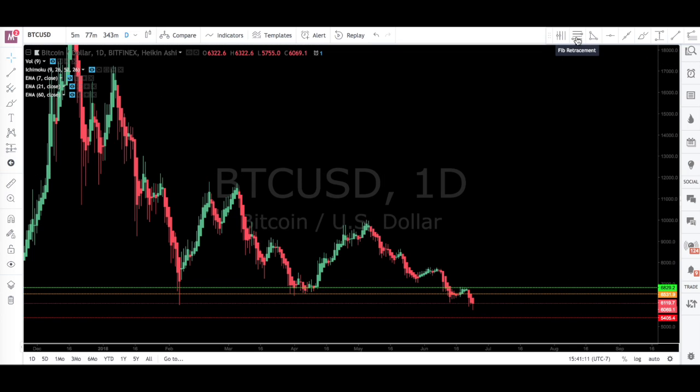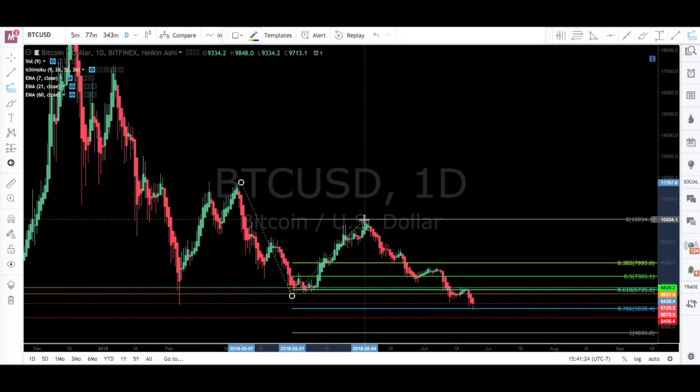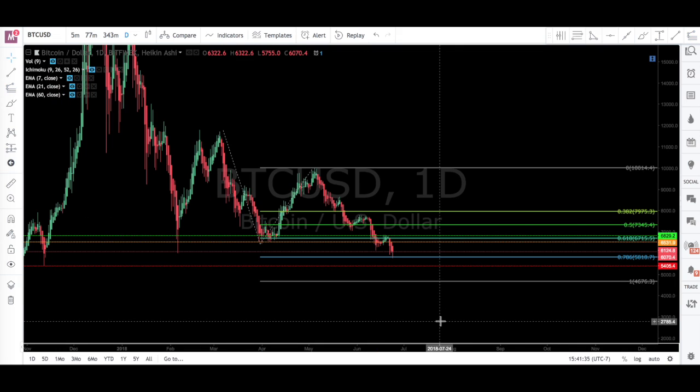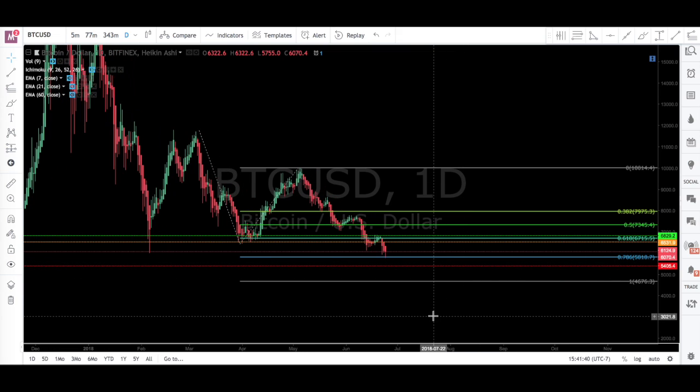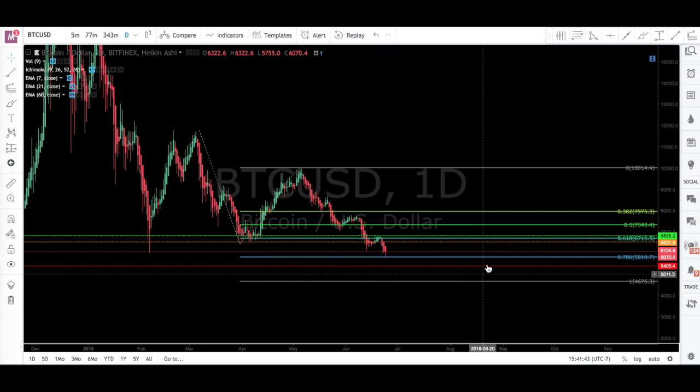We could confirm that potentially with a Fibonacci. I'm not going to go into how this tool works and all of that, but we could look at it from a Fibonacci standpoint as well and see where that puts us. If we break to the downside, then yeah, that 54 could become a reality, but it looks right now as if this 786 that we're sitting on top of potentially could be our support.